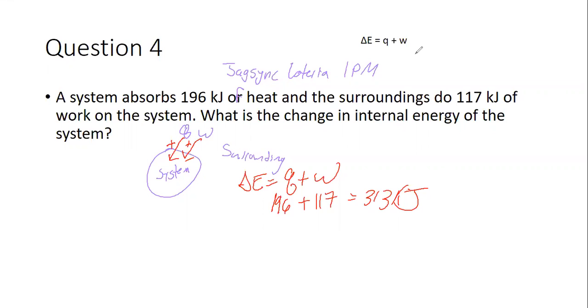What makes it negative? If it flows out of the system. If I said a system loses 196 kilojoules, so if I'm losing heat or if I'm doing work on the surroundings, that's when those values become negative. I'm losing energy. It's positive if I gain heat or if something's doing work on me.